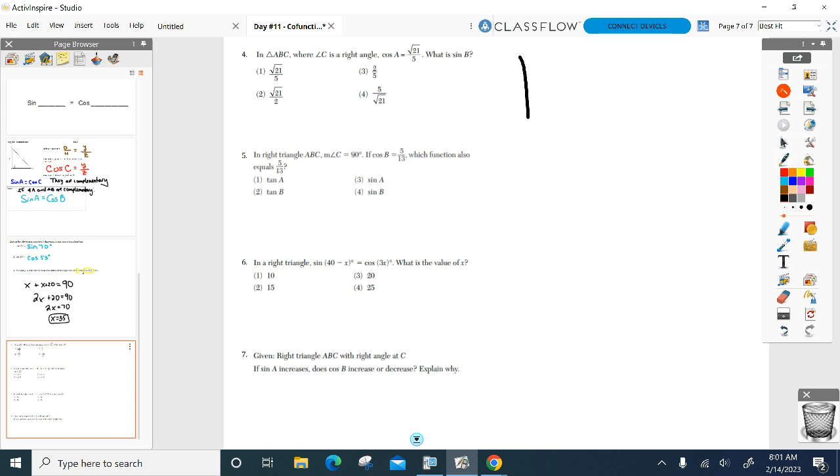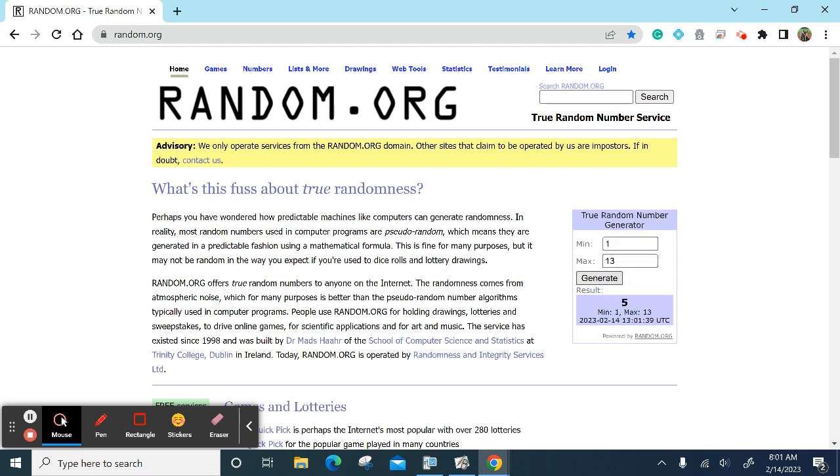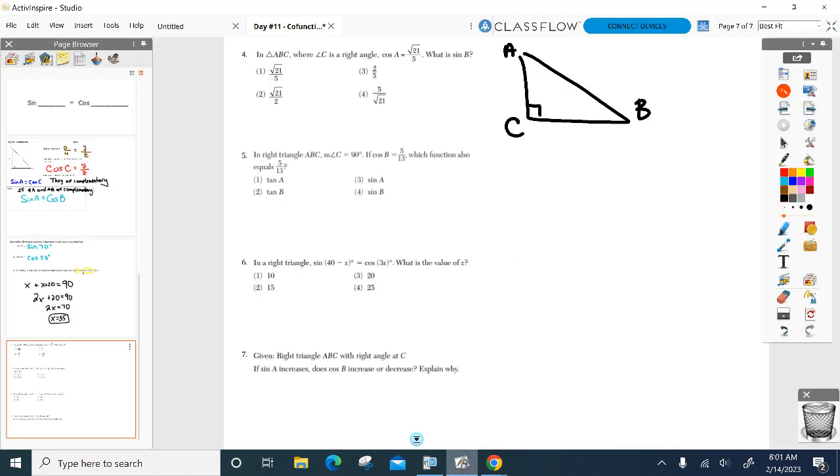Okay, so triangle ABC. C is the right angle, so A and B are your acute angles. Cosine of A is radical 21 over 5. What's the sine of B then? Don't overthink this. What do you know about A and B? If C is my right angle, what do angles A and B have to add up to? 90, right? So the cosine of one is equal to the sine of the other. So if cosine of A equals radical 21 over 5, what else is equal to radical 21 over 5?